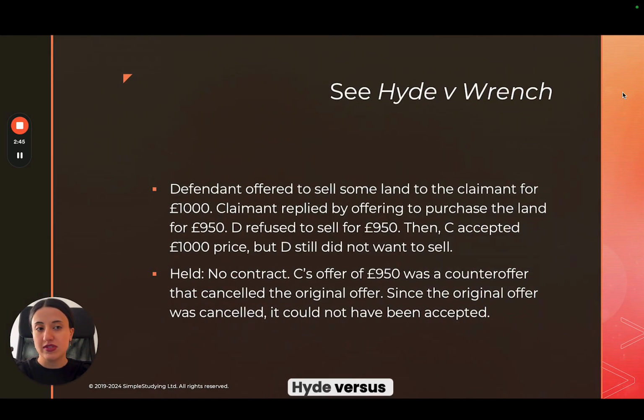See the case of Hyde versus Wrench, for example. Defendant offered to sell some land to the claimant for £1,000. Claimant replied by offering to purchase the land for £950. Defendant refused to sell for this price. Then the claimant accepted the £1,000 price, but defendant did not want to sell. It was held that there was no contract because claimant's offer of £950 was a counter offer. So counter offer actually cancels the original offer, and since the original offer was cancelled, it could not have been accepted.